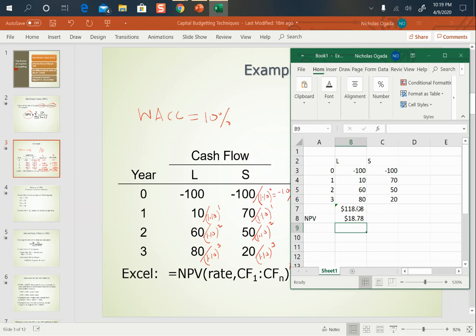And for project S, what you'll do again is the same formula. You get 119, and here again what you're going to do is just add the two values, and if you do so again, you get the present value to be 119.98, and the net present value for S to be 19.98.